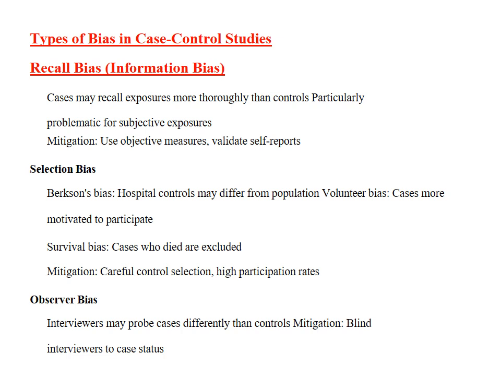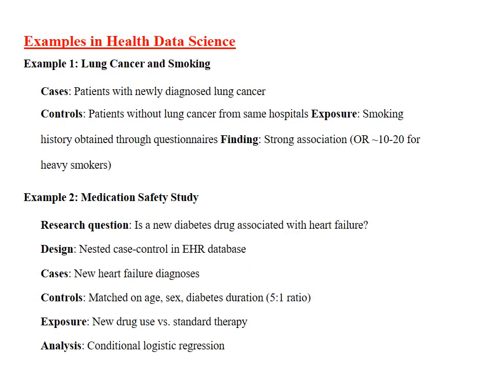Now the observer bias. This bias can create differences between the studies because they have different scenarios, different data. That's why we have to account for the bias. Interviewers may probe cases differently than controls. Mitigation: blind the interviewer to case status. Now the examples in healthcare and health data science.